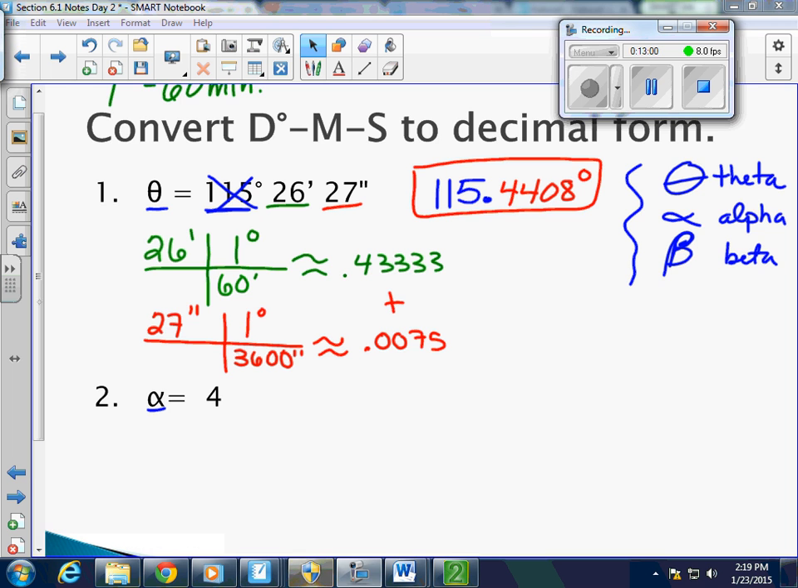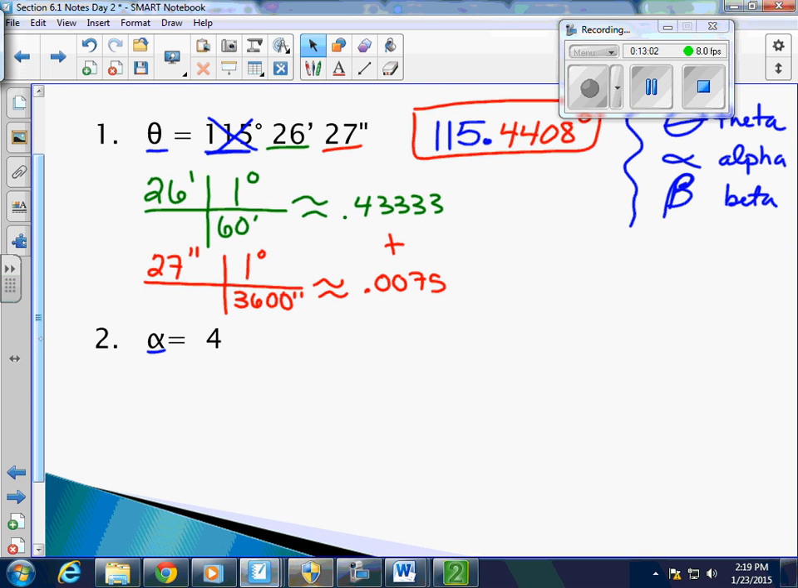Okay, so now let's do the second conversion. We're given that alpha is 4. What does this 4 represent? Is it degrees or is it radians? If there's no units, what is it? It's radians. So my first job, if I want to convert this to degrees, minutes, and seconds, is I need to convert the 4. I've got to convert to degrees first because it's in radians right now.